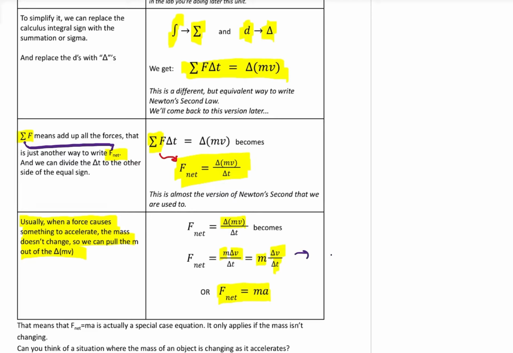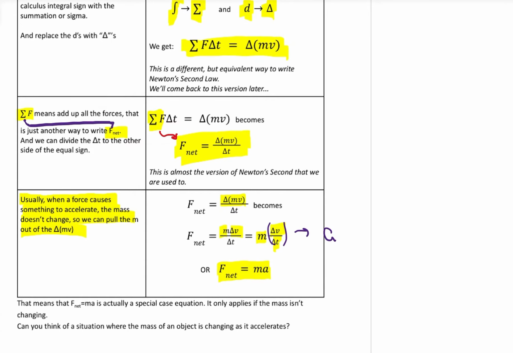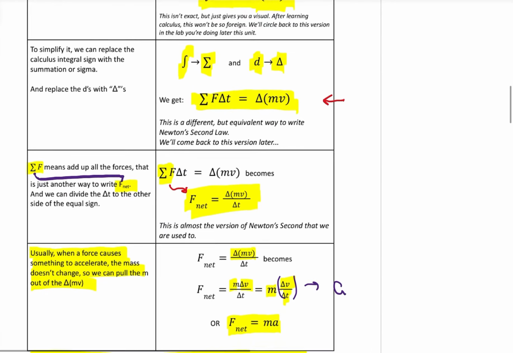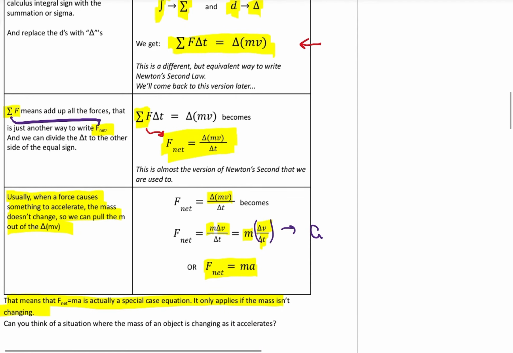Delta v over delta t is just what we call acceleration. That's this part. So in this special case, if the mass doesn't change, then Newton's second law, instead of being this cool calculus thing at the top or this non-calculus weird looking thing here, turns into F net equals ma. But that is a special case. Can you think of a situation where, as you push something and make it accelerate, the mass of that object changes?